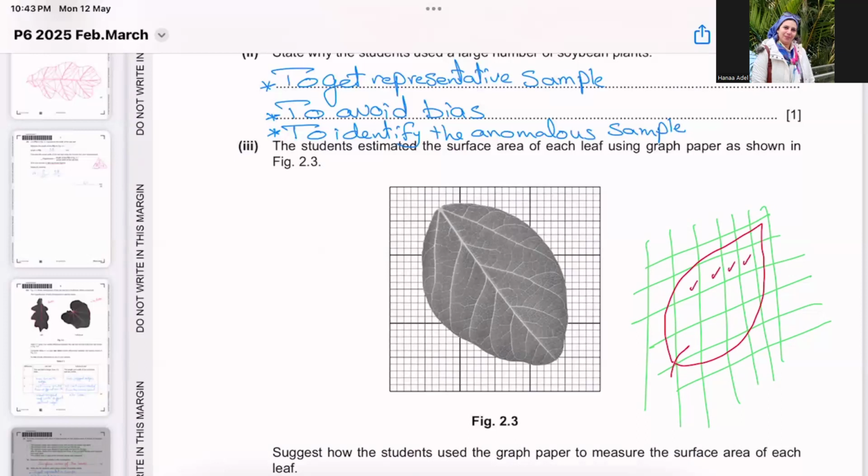1, 2, 3, 4, 5, 6, 7, 8, 9, 10, 11. And then after counting the fully covered squares, we have to search for the ones that are half and above covered. So for example, this one is accepted, and maybe this one, but we never accept this one. No.